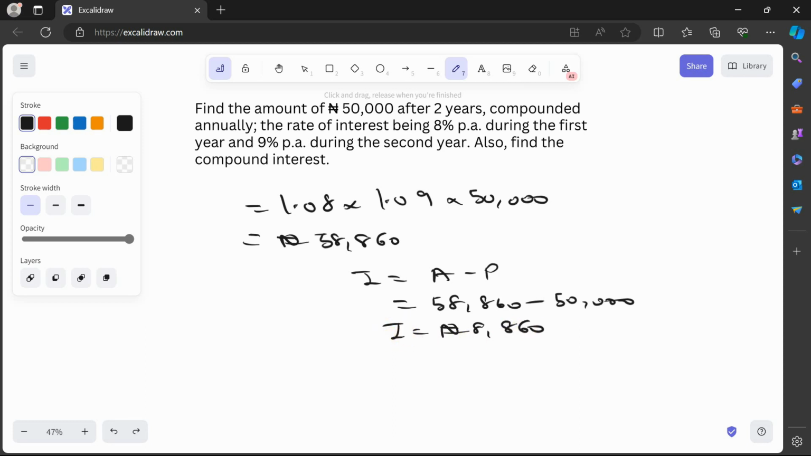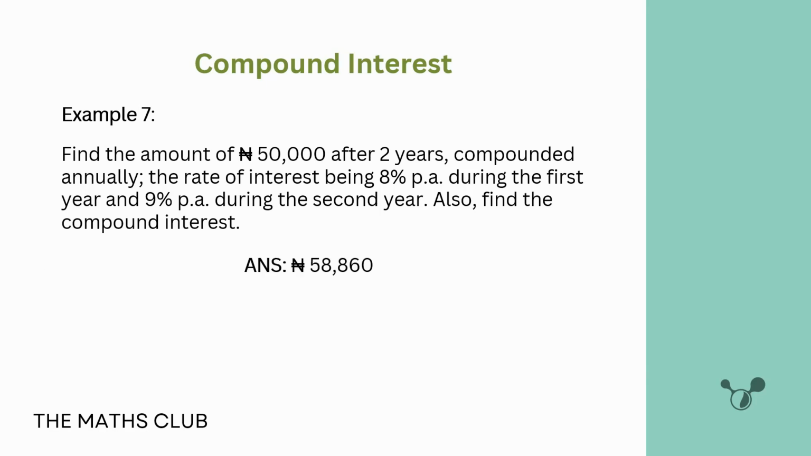Simple and short. It's not every time that you use a formula. Once you understand the basics behind all these things, use whatever short form you can use, especially when it comes to objective questions. So this is 8,860 and 58,860. Let's see if we're correct. It's 58,860. Although they were meant to show the compound interest, I guess it was omitted.